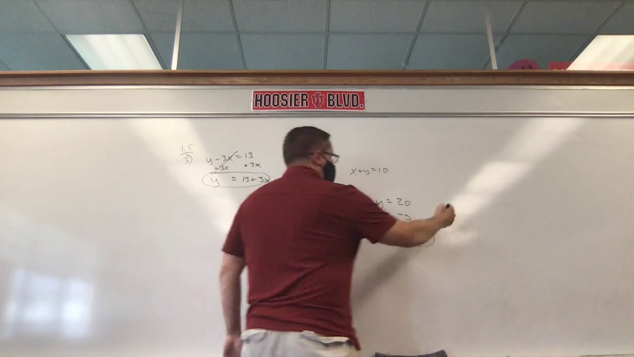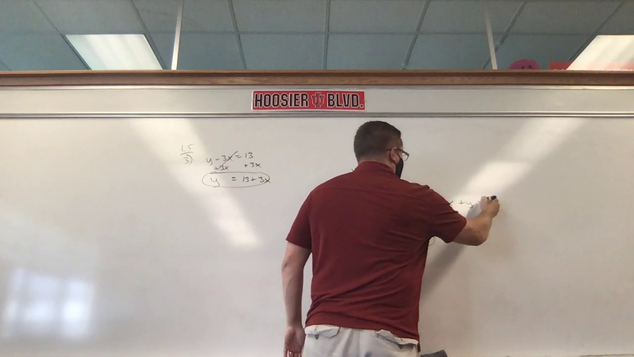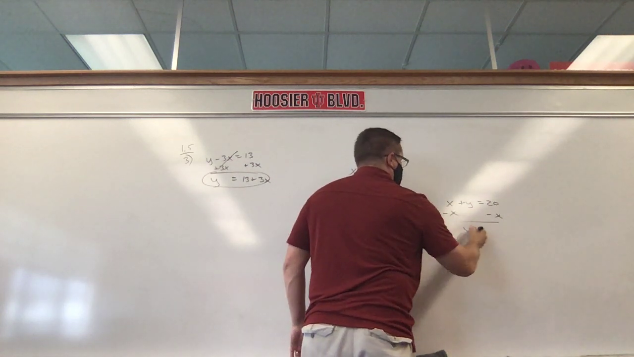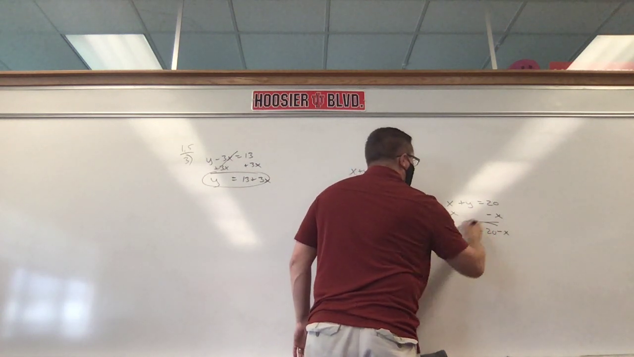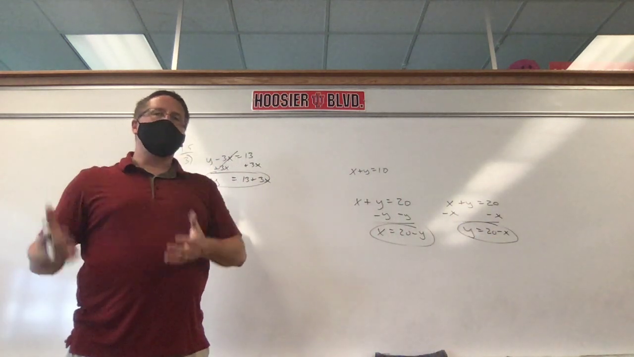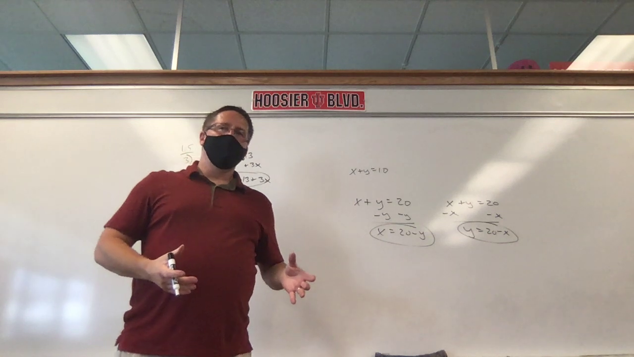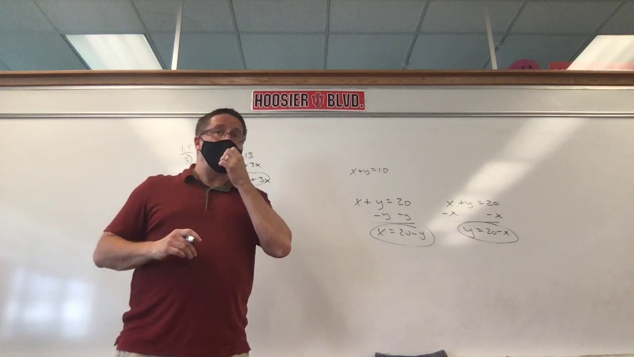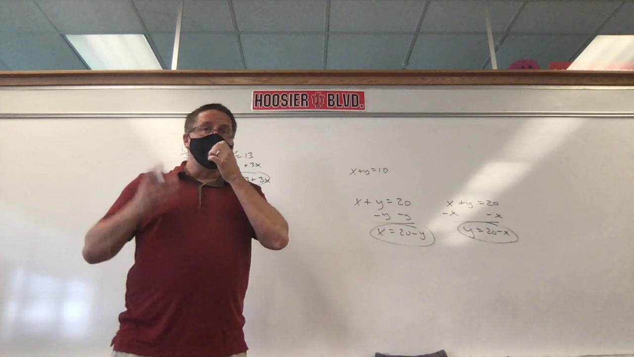How about this? What if I wanted to solve it for y? Then you do the opposite: minus x. y equals 20 minus x. So what we're saying here is this. When we said the number of guys plus the number of girls equals 20, how many total guys are there? You don't know, but you could say x.